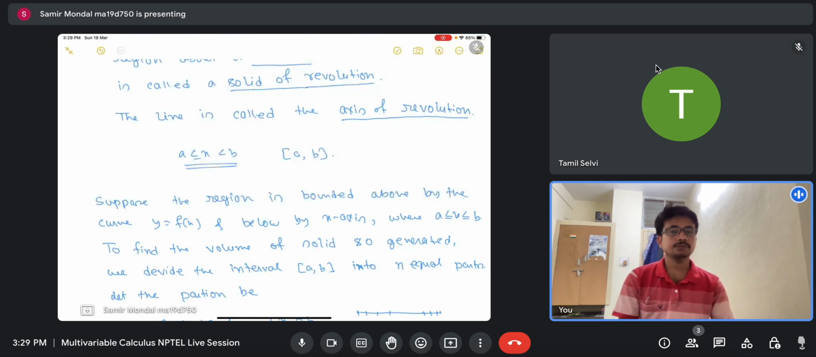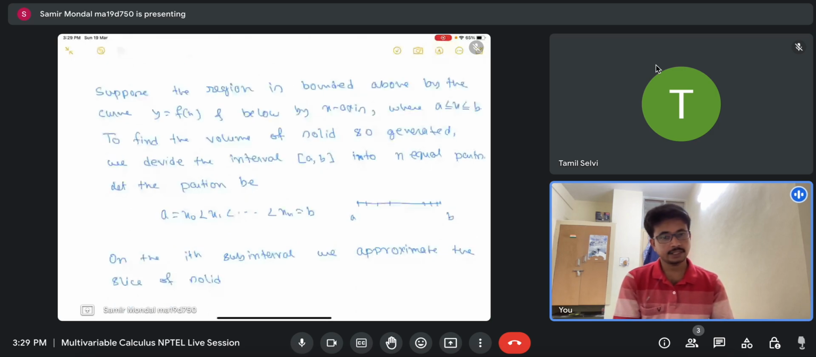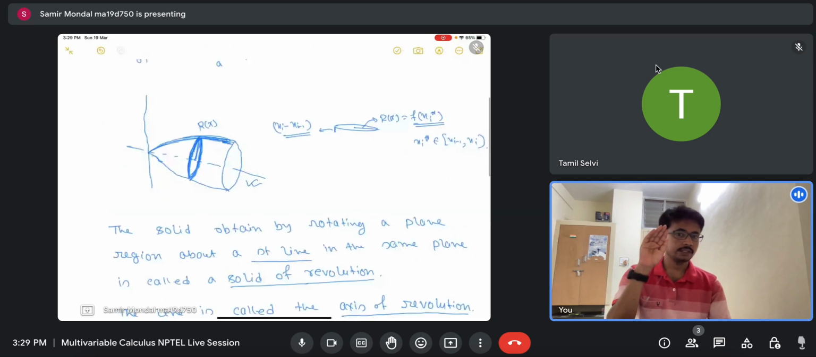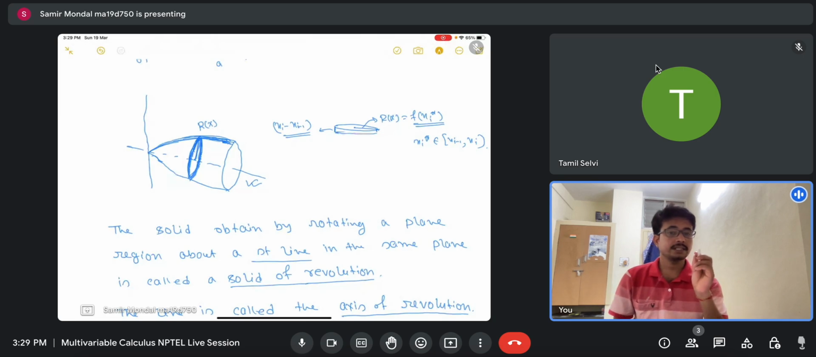To find the volume of the solid so generated, we divide the interval ab into n sub intervals. All the sub intervals are of equal size. Now we take one small slice from that solid. This slice is nothing but a cylinder. Its height is very small, the length of the ith sub interval. And what is the radius? The radius is nothing but f of xi star, where xi star belongs to this sub interval.